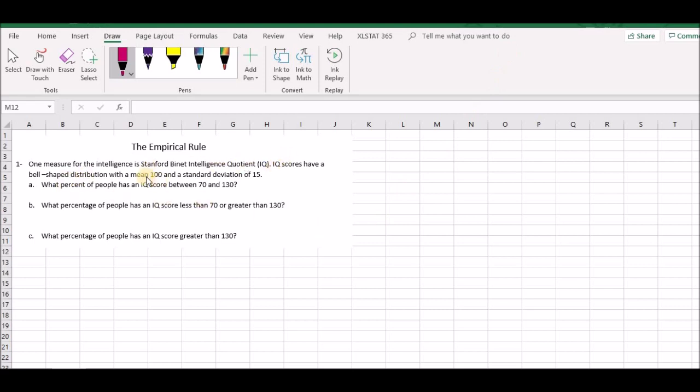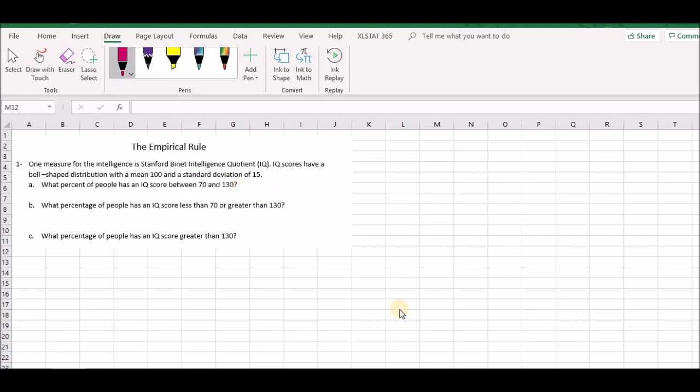This question is about finding the percentages between specific numbers. The IQ scores have a bell-shaped distribution with a mean of 100 and a standard deviation of 15. That is one clue that you're going to use the empirical rule. We want to find the percentage of people that have an IQ score between 70 and 130.